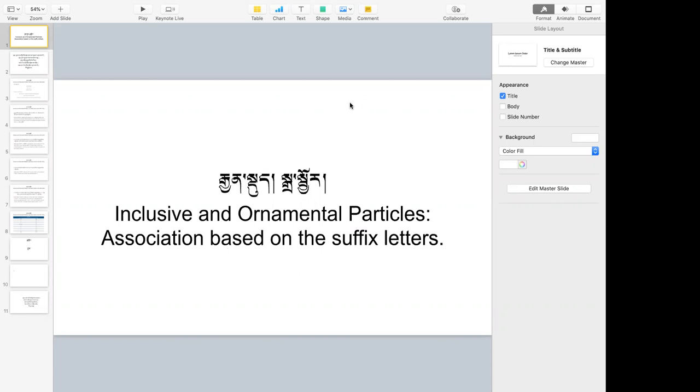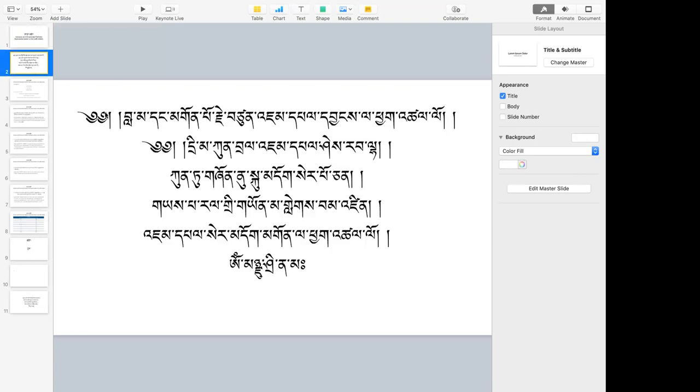The first one is the inclusive case, and the second one is the ornamental case. And so in the next class, we will talk in detail about different variation of ornamental particles and the usage of the inclusive case. So before we do that, first we will begin with the verse of dedication to, today we're doing it to Manjushri.